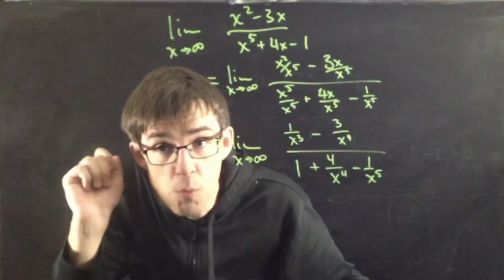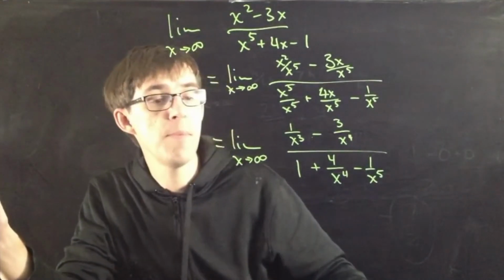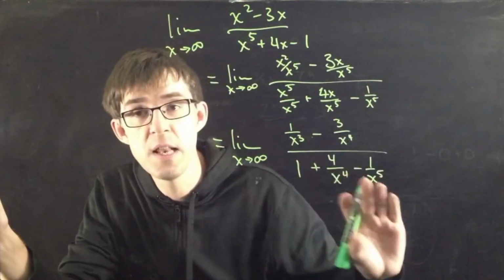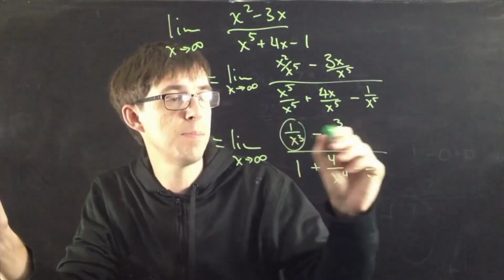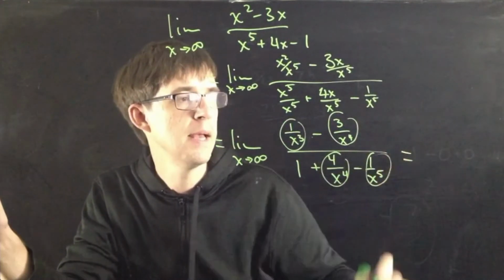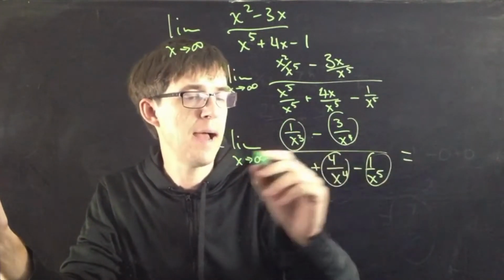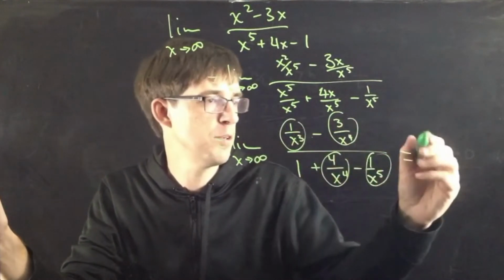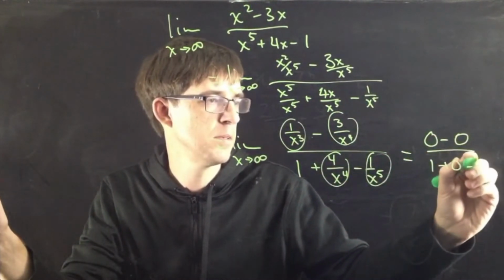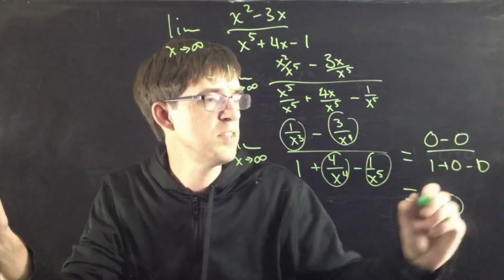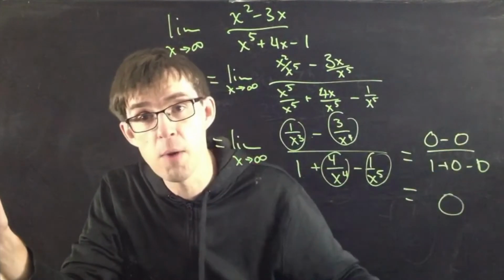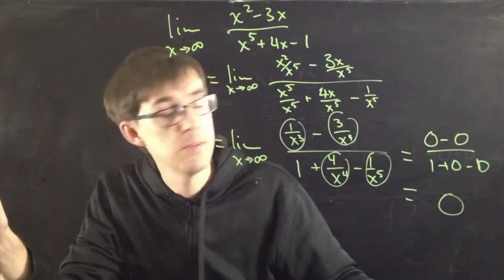And now we're going to use the basic fact. Remember, the basic fact said that when x goes to infinity, anywhere you see x's in the denominators will become 0. That means this one, this one, this one, this one, they all become 0 when we take this limit. And so, what's left over is 0 minus 0 divided by 1 plus 0 minus 0. If you simplify, this is just 0 divided by 1, and 0 divided by anything is 0.